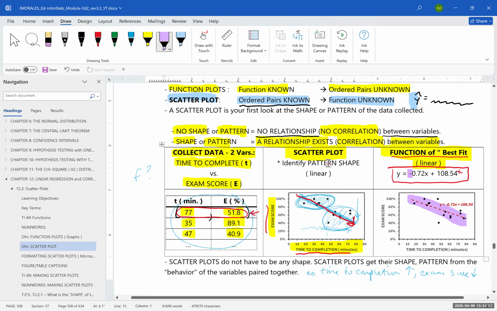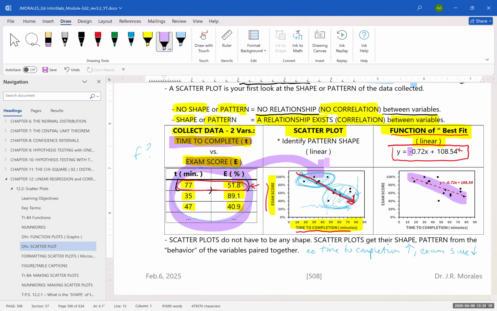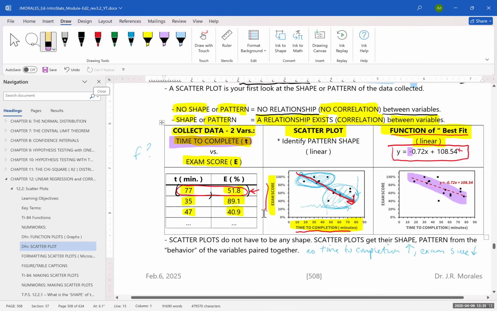Okay, so that's what a scatter plot is. A scatter plot is starting with two random variables, creating ordered pairs between those two random variables, and plotting them. That's a scatter plot.